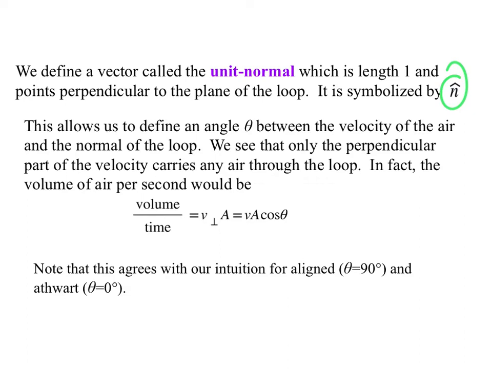Then we can define our angle theta to be between the velocity of the air and the normal of the loop. So the idea being, if this is my loop, the normal to the loop points perpendicular to the plane that contains the loop. Wow, that was pretty bad. Let me redraw that. So if this is our wire loop, then the direction perpendicular to that loop is the normal vector.